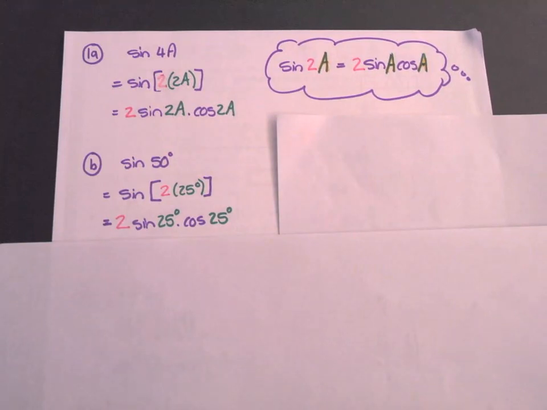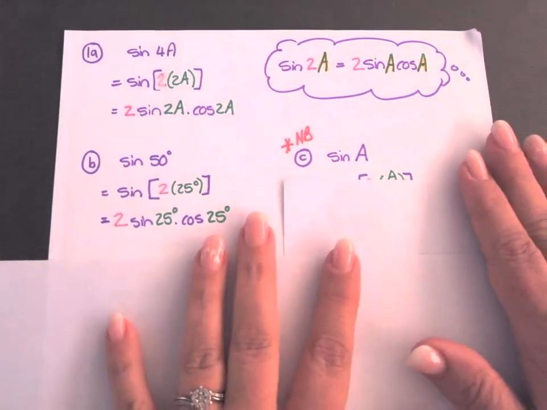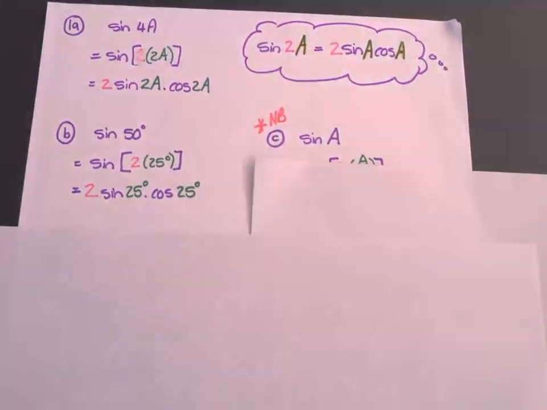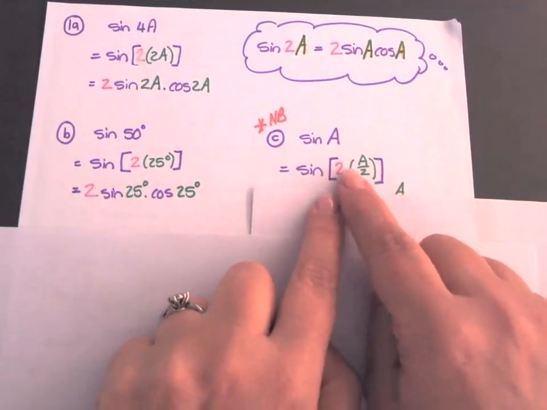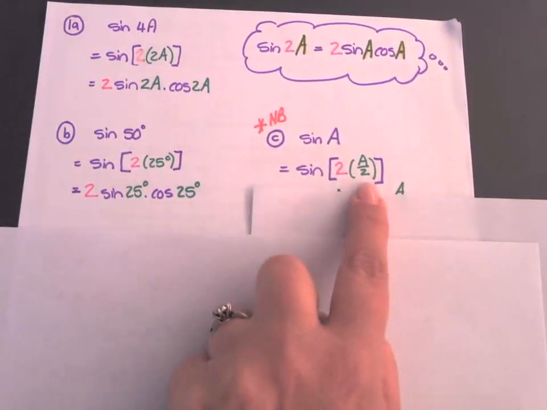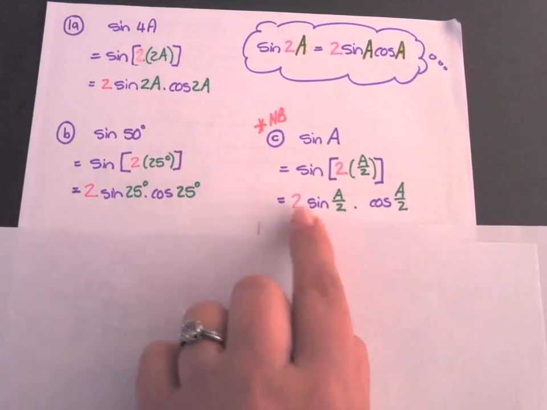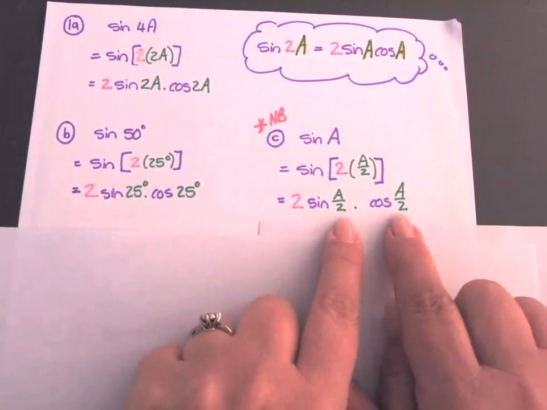Can I carry on? Okay, the next one is important because it's a half double angle. I must rewrite the a as 2a over 2, because if you multiply them out, you must still get a. So it's 2 times half a. That 2 goes to the front. And then the a over 2 goes to sine and cos.